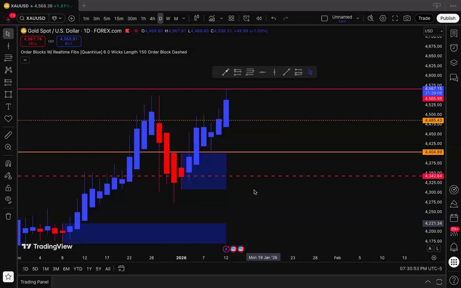So here we can identify that this is a daily order block breaking a key level of support right at the level of the mid-month support. So we do have a daily trend for gold.